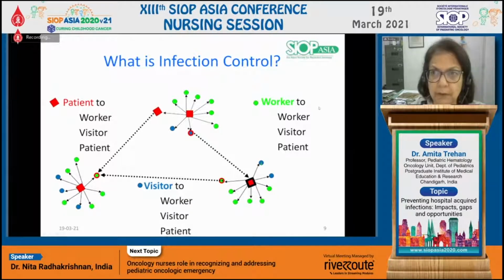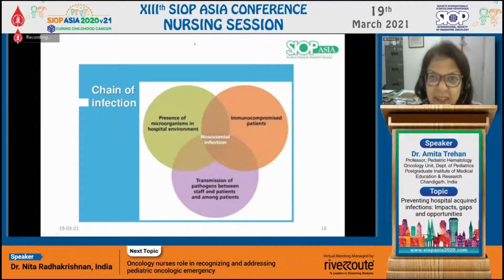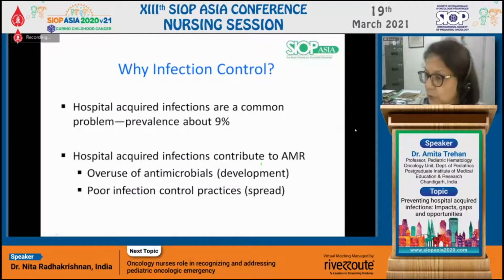Or if you look at it in another way, we all know there are microorganisms in the hospital environment, and transmission of pathogens between staff and patients and among patients, like in the slide I just showed you. In oncology, we know all our patients are immunocompromised, so an interplay of all these results in a nosocomial infection. Right. So why do we talk about infection control? It's simple, we don't want it.